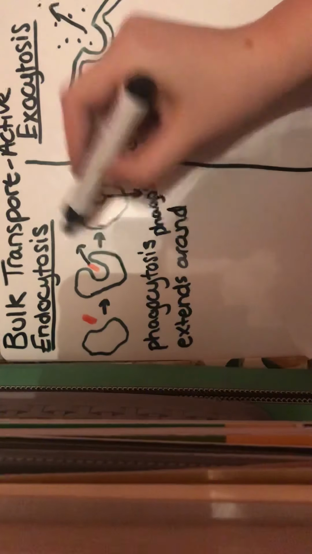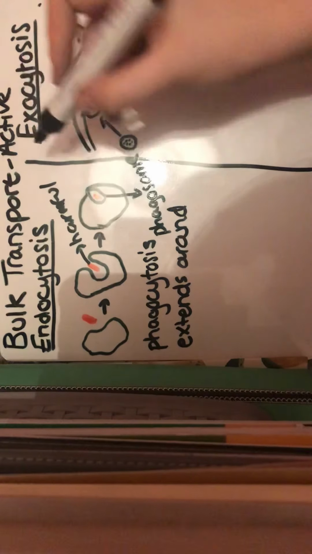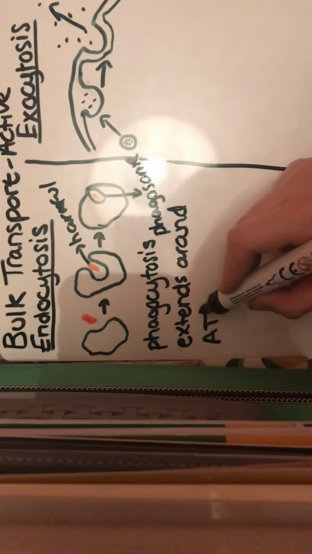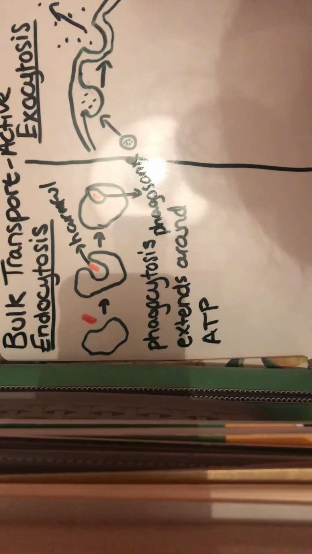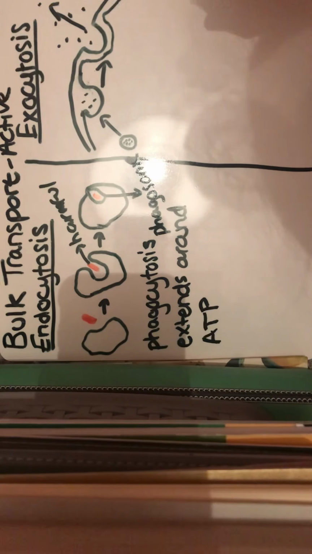And that is because this bacterium would be harmful, so we don't want that to affect any of the other functioning inside the cell. ATP is needed to provide the energy to form the vesicle at the Golgi apparatus and move the vesicle containing the bacterium.